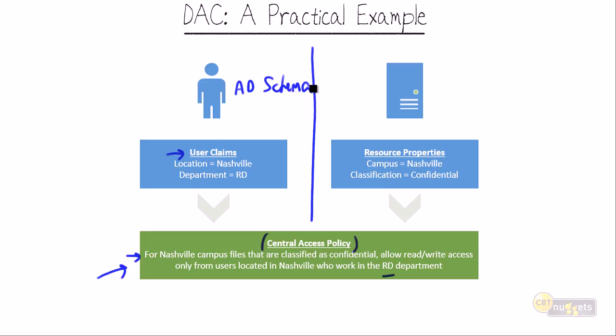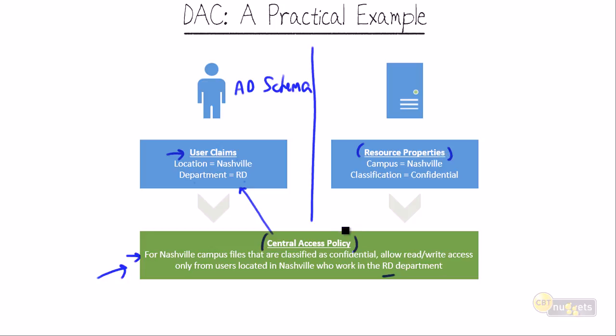In this case, this central access policy is looking for user accounts whose location is Nashville and their department is RD. Anybody who doesn't match both of those gets rejected and doesn't get access. On the other side, the resource properties are the classification tags for folders and files.